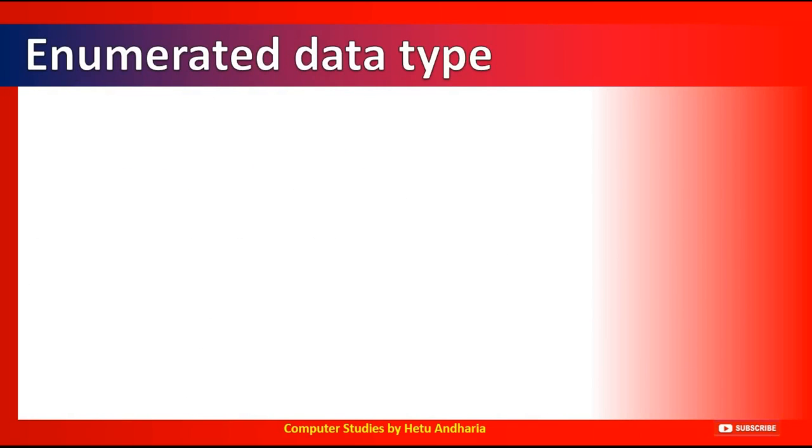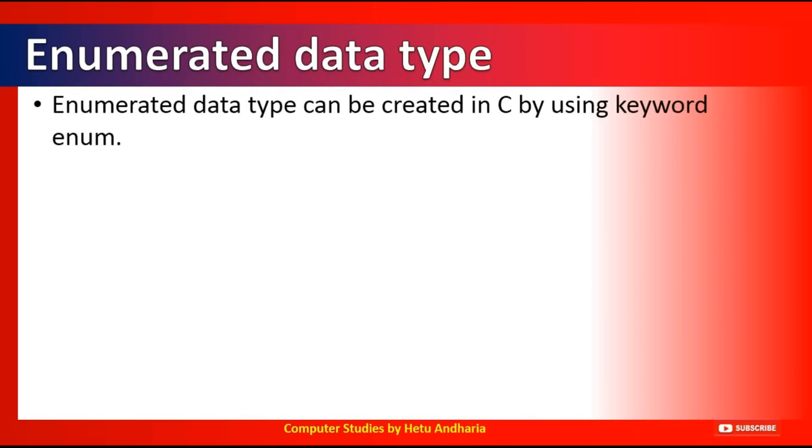Then enumerated data type. This I will have to explain you in detail. This is a tough topic. Enumerated data type can be created in C by using keyword enum.